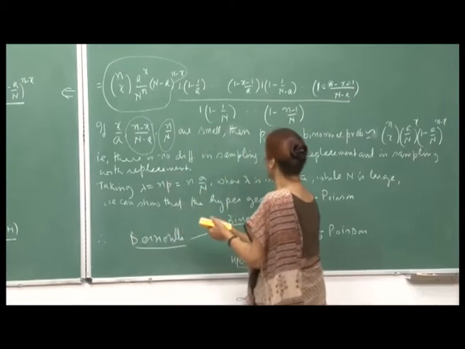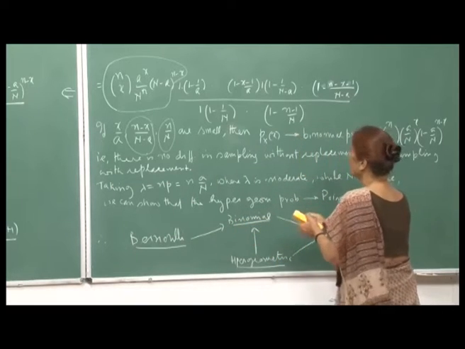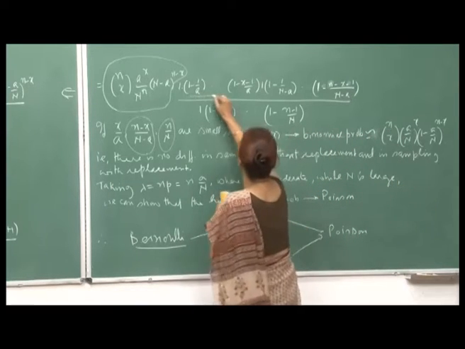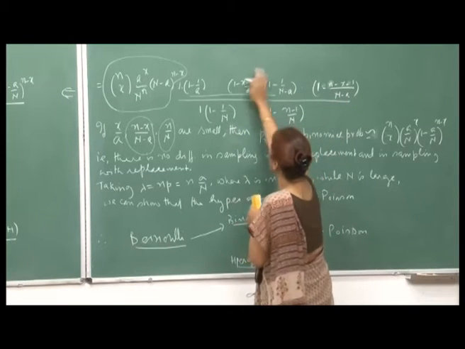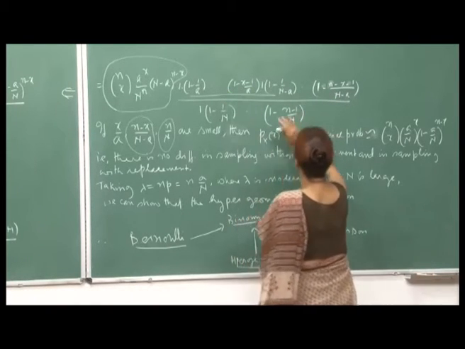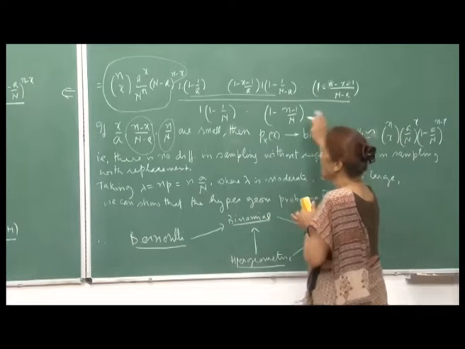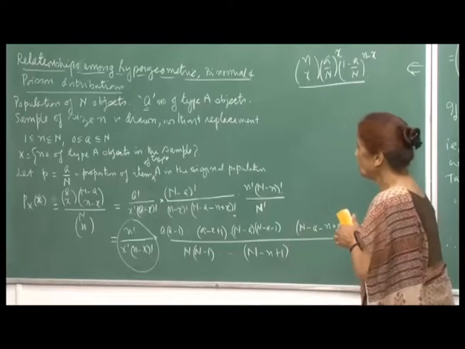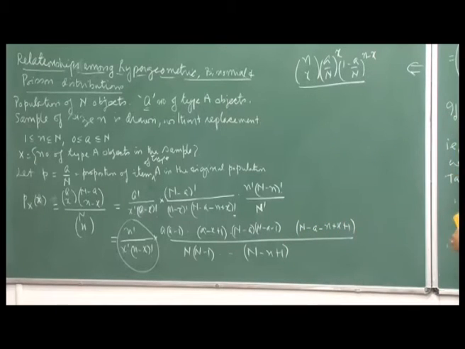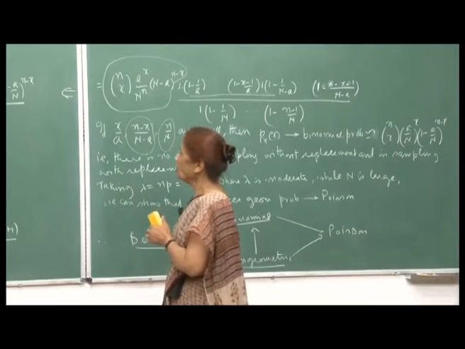In such a situation, you can see that all these numbers go to 1, all of them, and this also goes to 1. So, this whole reduces to approximately 1, and so this hypergeometric probability of choosing a particular type of objects in your sample reduces to the binomial.